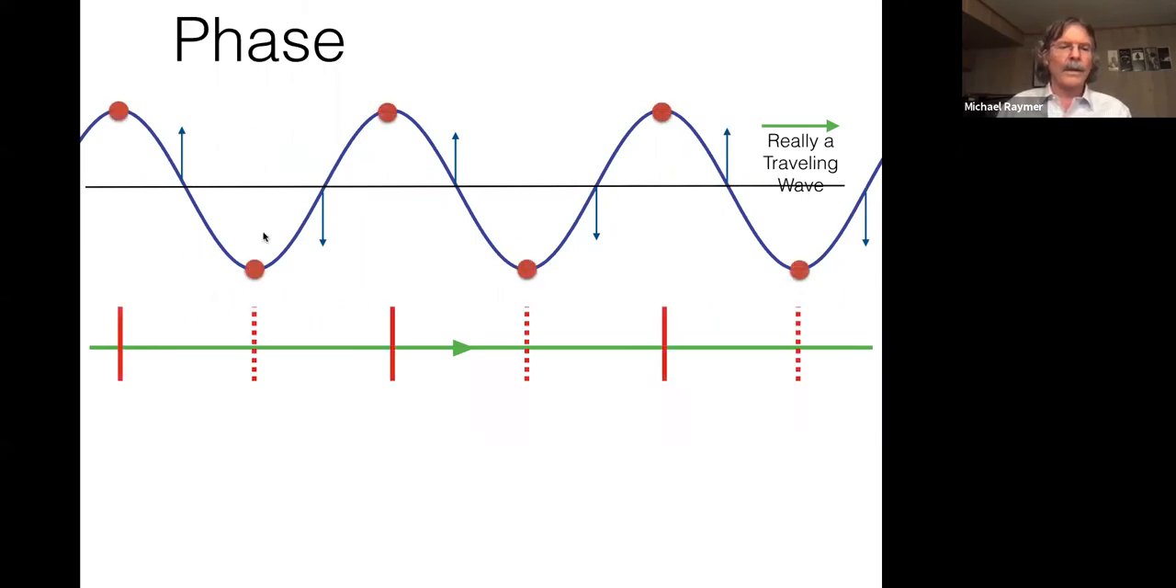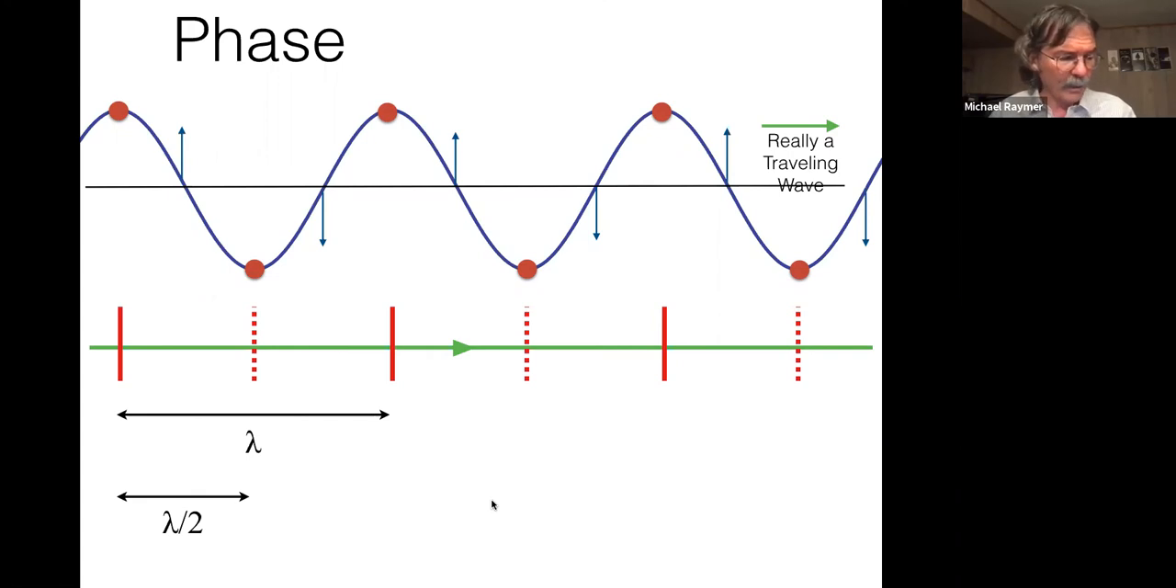So this just labels the peaks and the valleys. The positive peaks are labeled with a solid line. The negative peaks, or valleys, are labeled with a dashed line. And this whole pattern moves together to the right. Okay, the separation between these two positive peaks is called lambda, the wavelength, and the separation between a positive peak and a negative peak is called lambda over 2, half the wavelength.